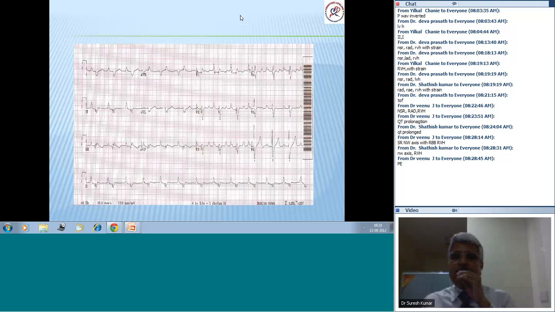It was ASD. Let's look at this ECG now. Describe the findings and give me the diagnosis.